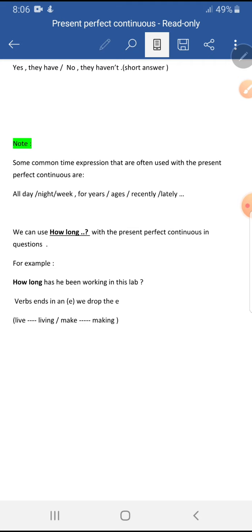And here we need to pay special attention to verbs that end in an e. For example, live, make. Here we drop the e and add ing. So please note these verbs no longer have an e when you need to add ing, so we drop the e. Living and making.